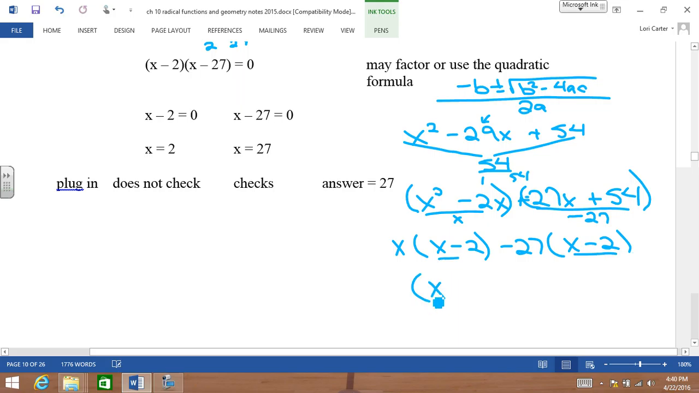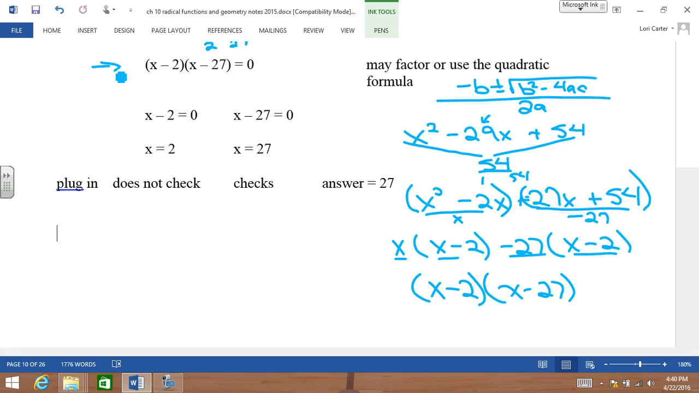So those are what we factor out. We put them in front, and we're left with x minus 27. The same factors we had using the short method. Once you have those, you set those equal to 0, and then you solve for x. So you add your 2, you add your 27, and those are the two possible solutions.